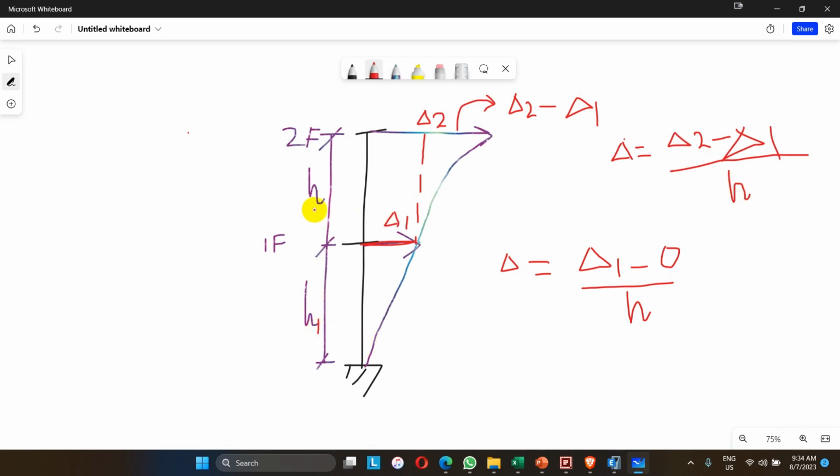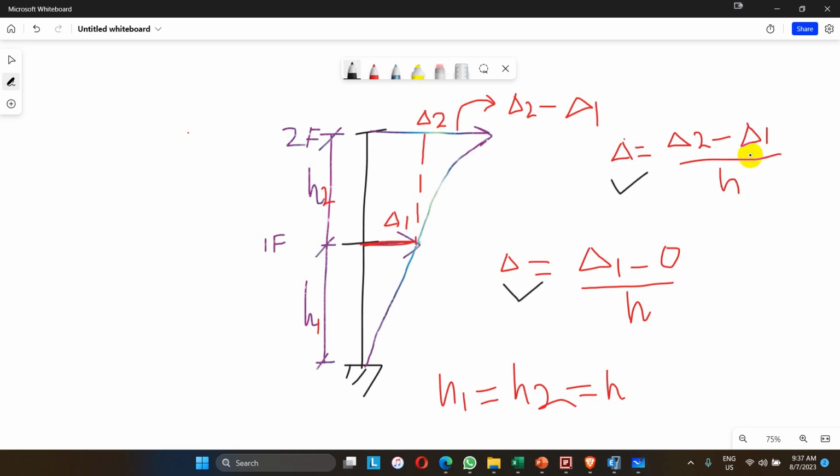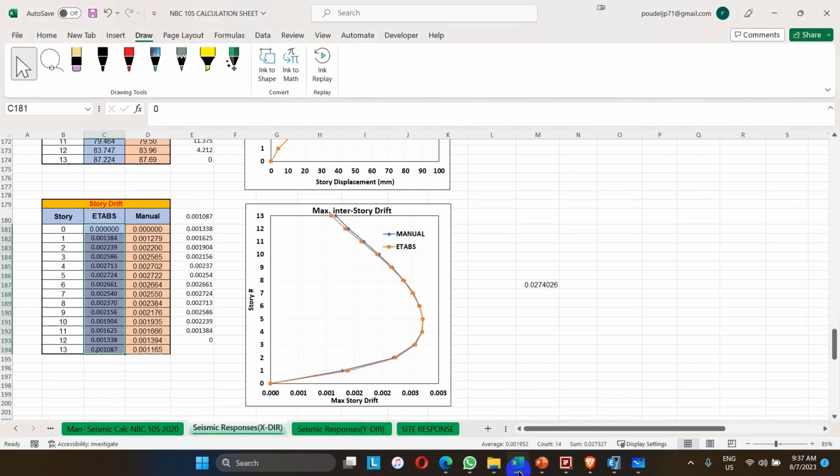If we say this one is H1 and this one is H2, and here H1 equals H2, it means the same story height, let's say H. Since the floors are the same, H1 equals H2 equals H. Looking at the first floor, the story drift is delta 1 minus 0 divided by H, and looking at the second floor, story 2, story drift equals delta 2 minus delta 1 divided by H. It means relative displacement divided by story height.